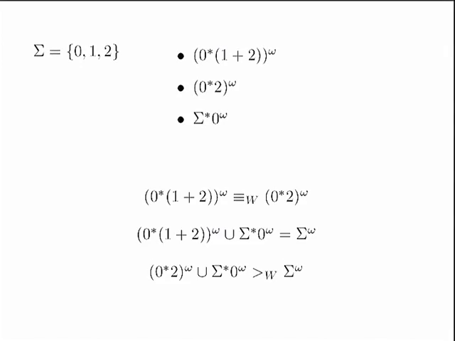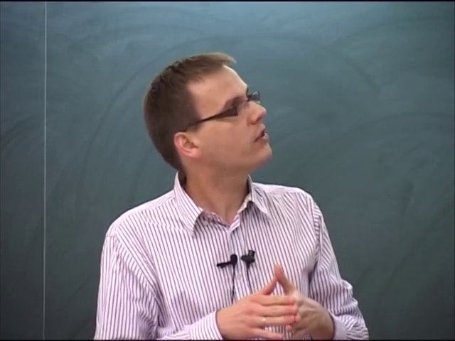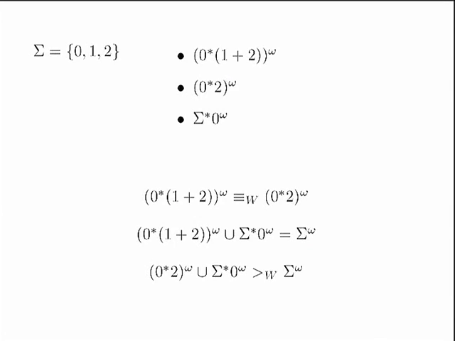Now, the first two languages are obviously equivalent, because the continuous reductions are actually letter to letter. If you want to reduce the first language to the second language, you simply map zeros to zeros, ones and twos to twos. And this is obviously a reduction in the sense I described previously. And vice versa, if you want to reduce the second language to the first, you just take the identity mapping. So the first two languages are equivalent, and if you look at them directly, they are in fact the same language, just in disguise.